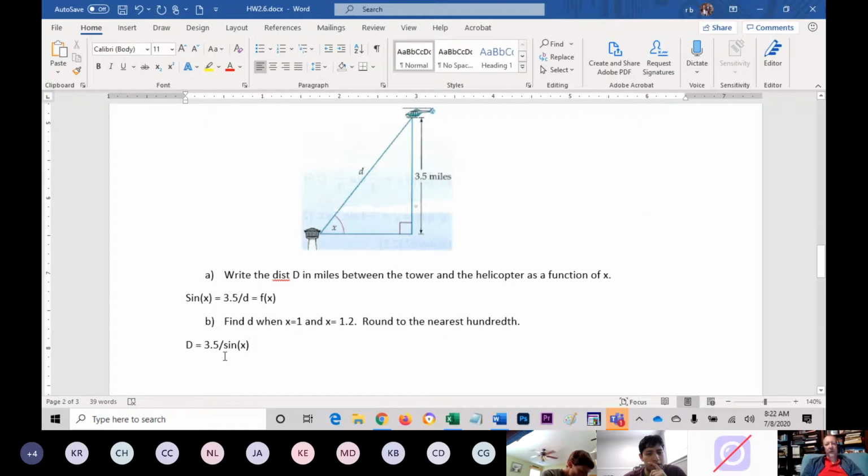Now, let me ask you something. If we do it this way, you could also write this as 3.5 times the cosecant of x, right? Does that make sense? Yeah, makes sense.